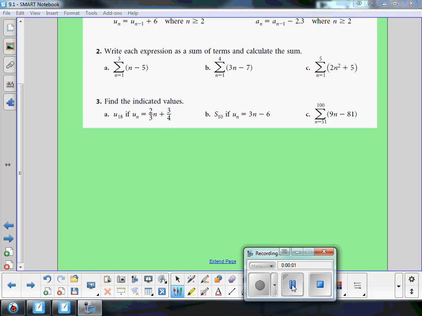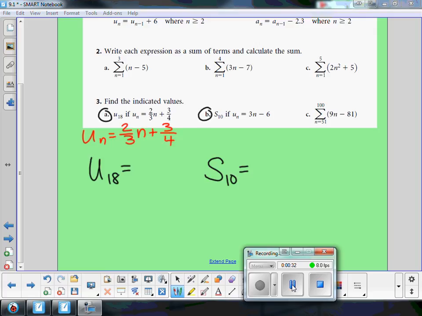All right, green worksheet 9.1, looking at number 3, and we're going to take this opportunity to look at A versus B. And we're going to try to talk about the difference between what U18 is asking for versus what S10 is asking for. So A and B, the difference between the two problems. In both of these, we have what are called arithmetic sequences. Un is 2/3 n plus 3/4.